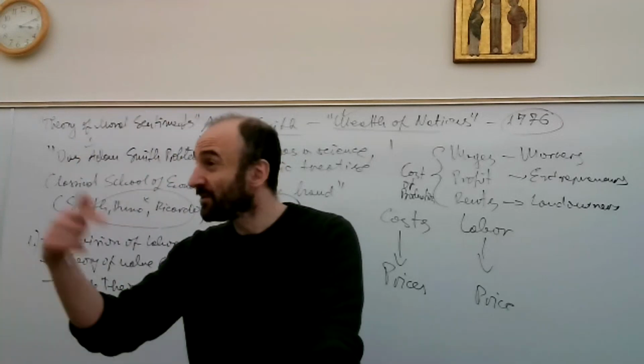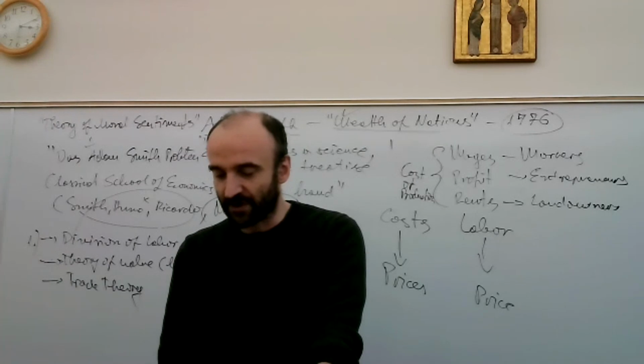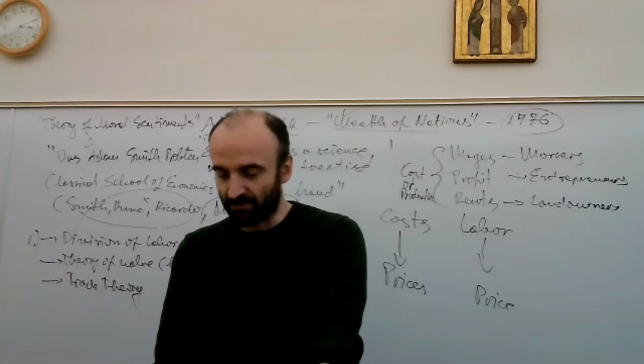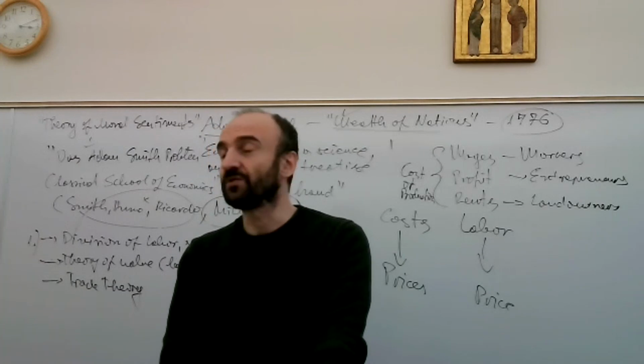This is one of the key sentences maybe in the entire book. What is prudence in the conduct of every private family can scarce be folly in that of a great kingdom. If a foreign country can supply us with a commodity cheaper than we ourselves can make it, better buy of them with some part of the produce of our own industry employed in a way in which we have some advantage. The general industry of the country, being always in proportion to the capital which employs it, will not thereby be diminished, no more than that of the above-mentioned artificers.